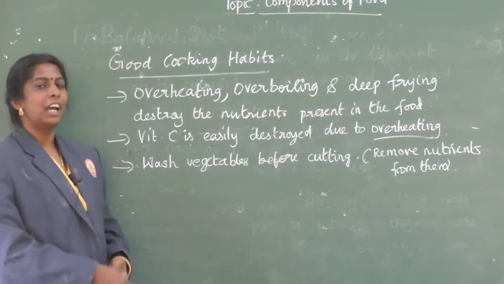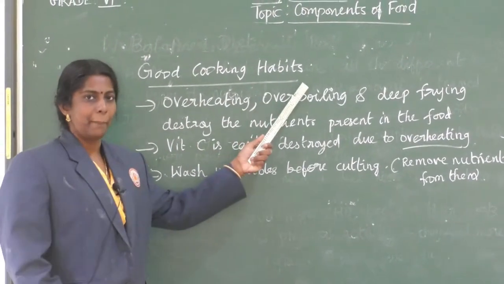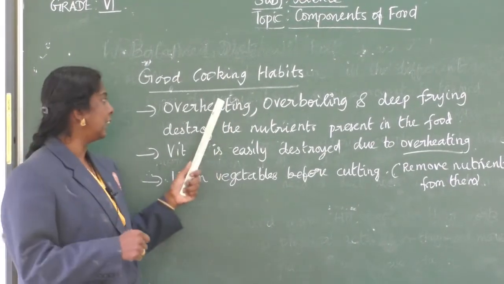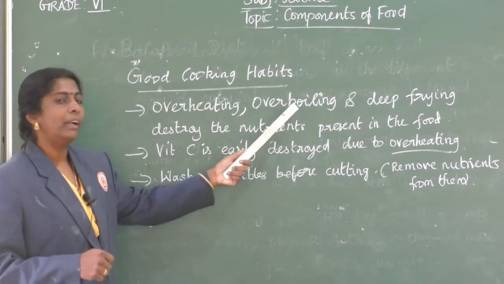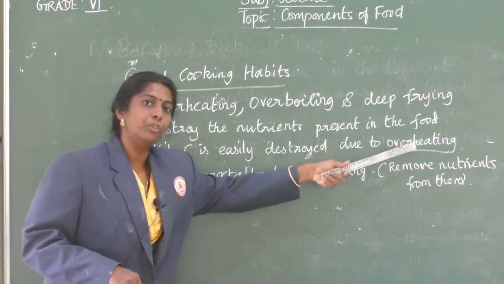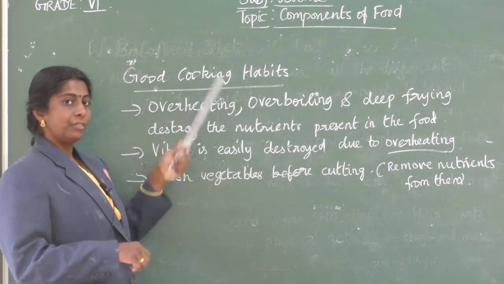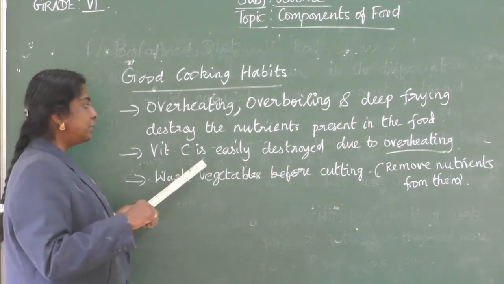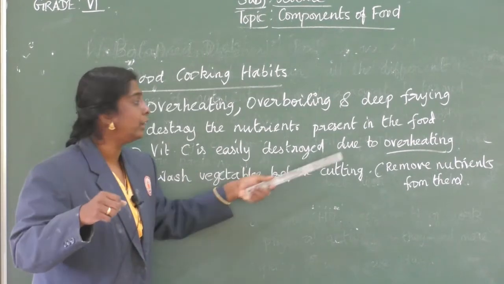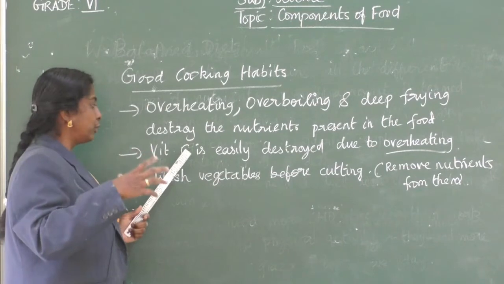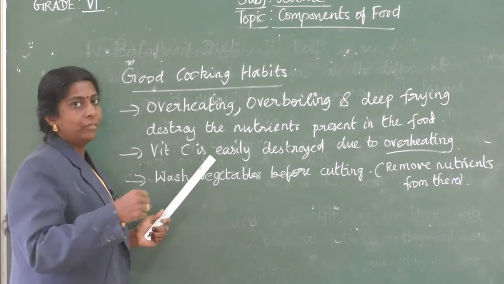Yes students, now good cooking habits. While cooking we want to take care of some points. Overheating, overboiling and deep frying destroy the nutrients present in the food. So, we should be careful when we are heating, boiling and frying and all. And vitamin C is easily destroyed due to overheating. So, whenever you are preparing vitamin C rich food, you should be very careful.